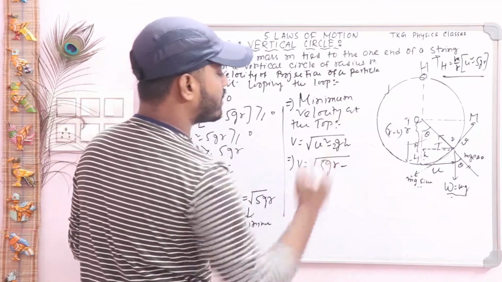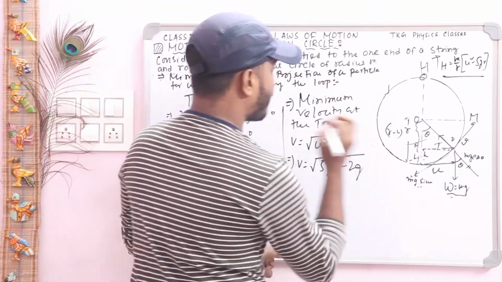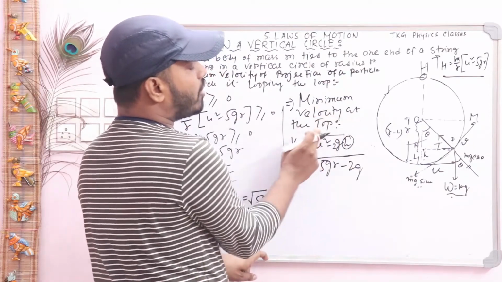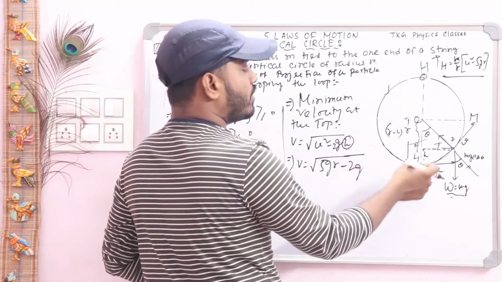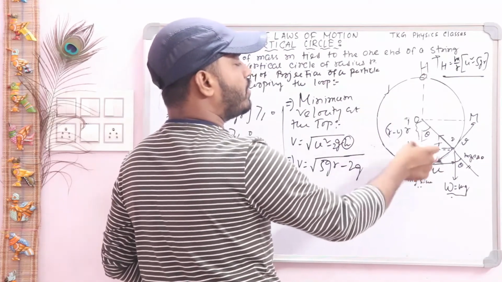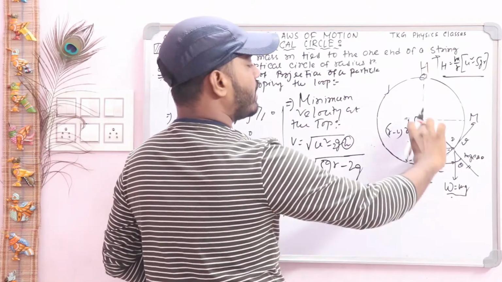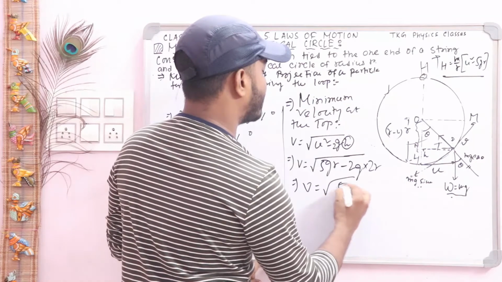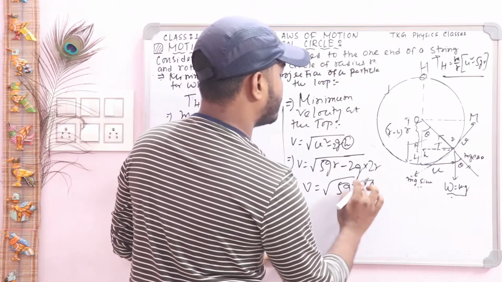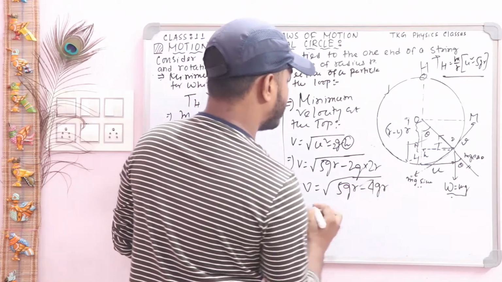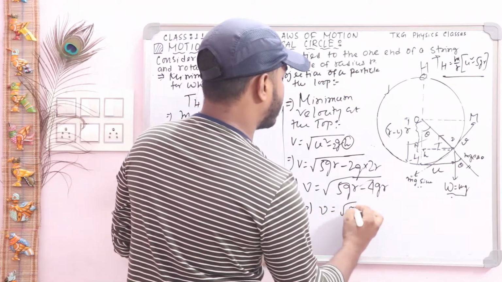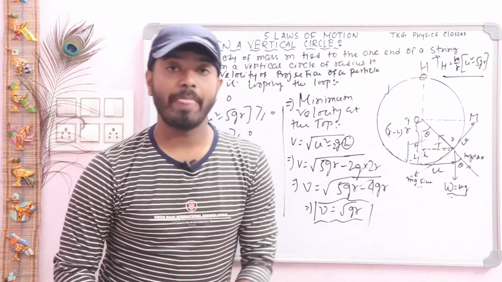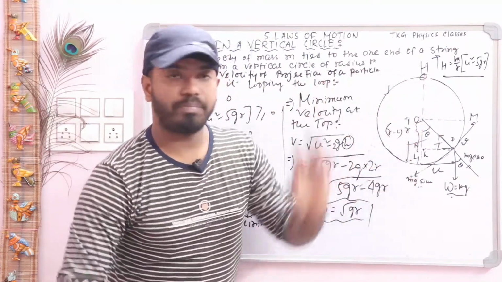So 5gr minus 2g, and what is the value of h here? You are finding velocity at the top, so h, the total vertical height, is r plus r, that is 2r. So v equals root under 5gr minus 4gr, so v is equal to root under gr. This is the minimum velocity of the body at the top.